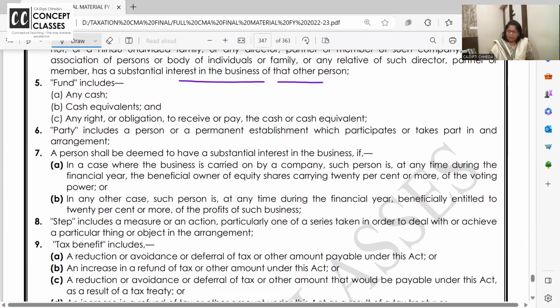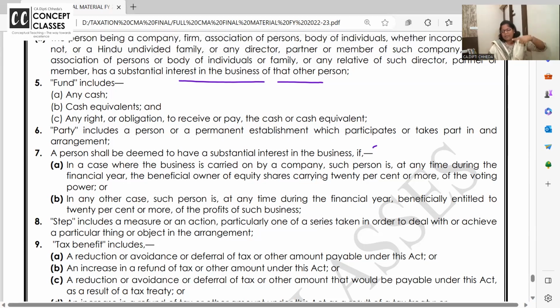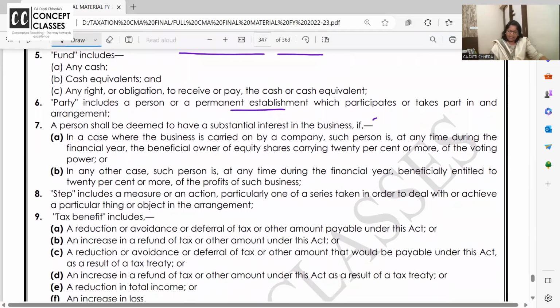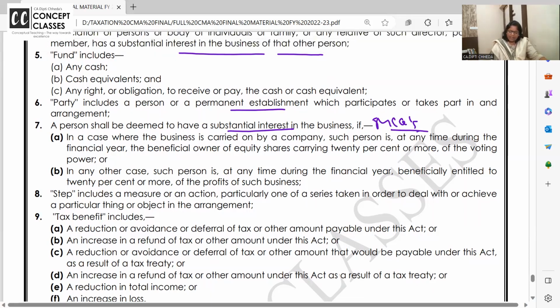Parties include a person or a PE which participates. Who are the parties who will participate in any transaction which is covered under GAAR? It could be anyone in India, and NRIs also, when they have a PE in India, they can enter into a transaction. A person shall have substantial interest in a business. This is asked separately in MCQs again and again, where at any time during the year he is owning equity shares of more than 20%, or he is entitled to more than 20% profit share.